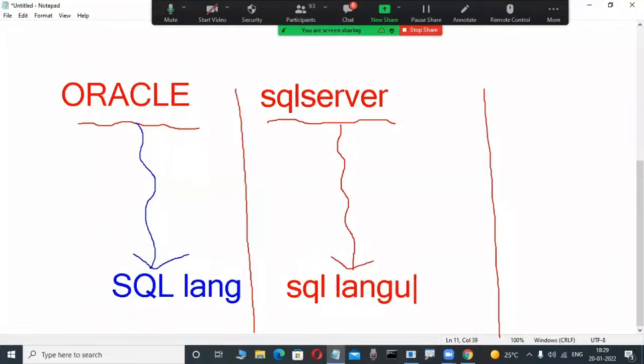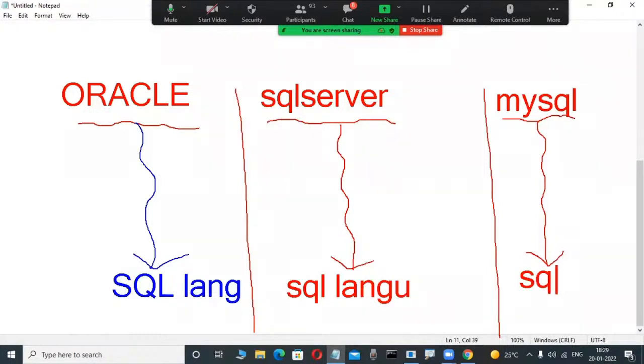Again, MySQL is a relational database product that many people in my company are using. If they want to operate this MySQL database product, which is also relational, and open source, they use SQL as the language. So the SQL language is a universal language.